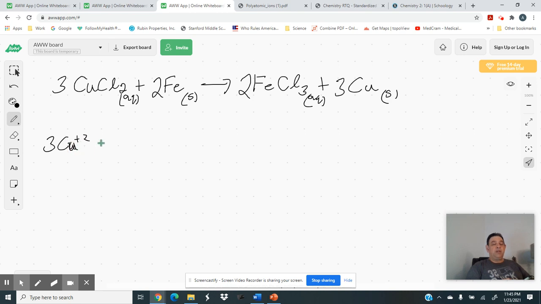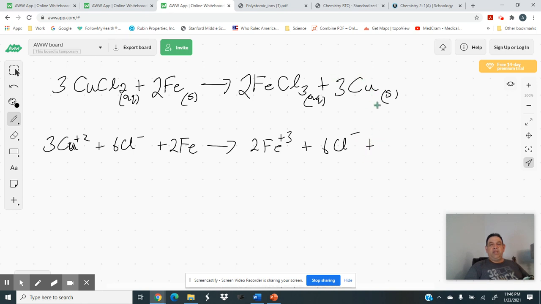That should be Cu. That's copper(II) chloride, and 6 chloride ions. And then the iron remains as a solid. And then on the right side, the 2 FeCl3 break up into 2 iron ions. Sorry, it should be 2 iron ions, 2 Fe3+, because it's Cl3, and 6 chloride ions.